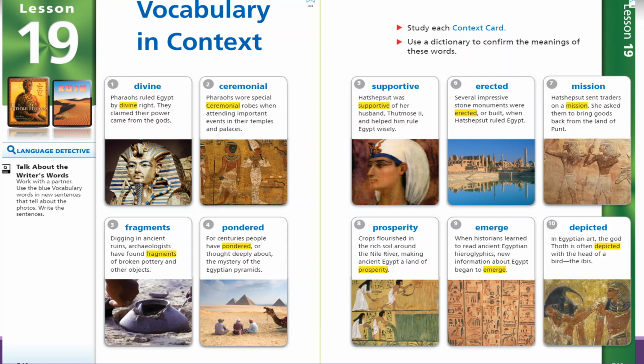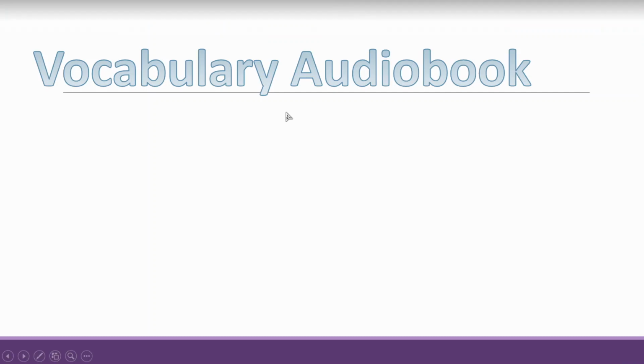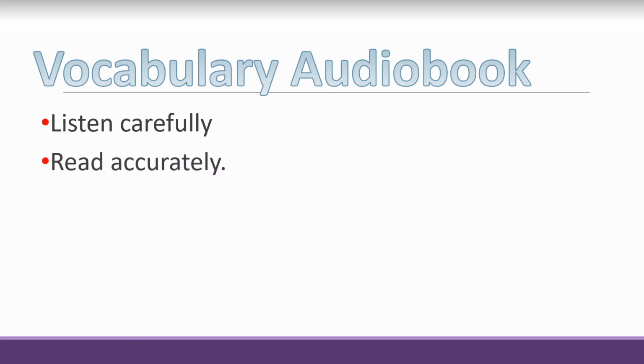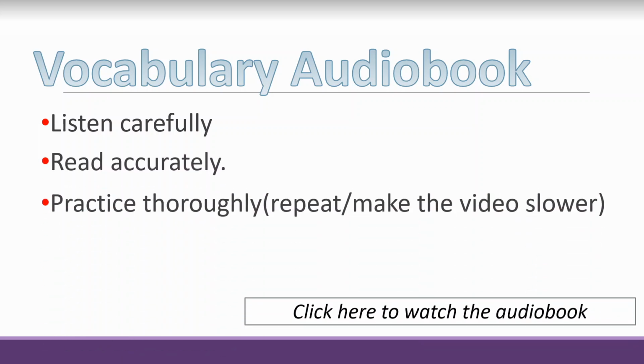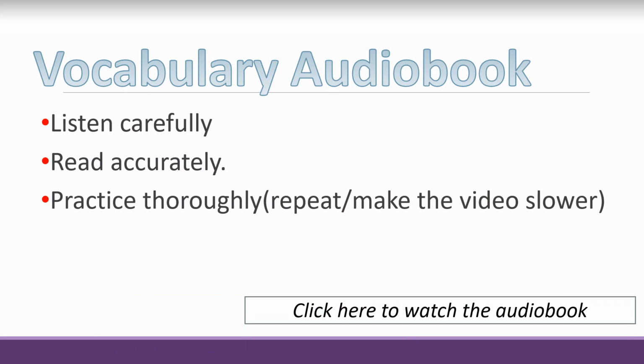So if you're done with this page, we can continue to the vocabulary audiobook. You can skip this part if you know how to read on your own, but if you need help, you can open up this video right now and do not skip it. While you're watching it, I want you to listen carefully to the diction and pronunciation of the words, and I want you to read accurately. And if you did not understand it the first time, you can repeat it as many times as you want. You can practice thoroughly by repeating the video and making the video slower.